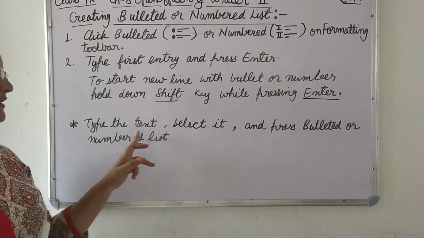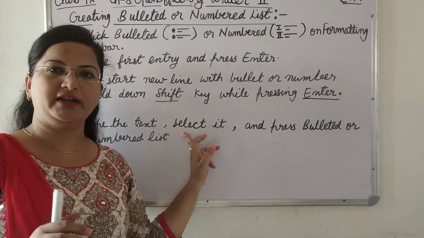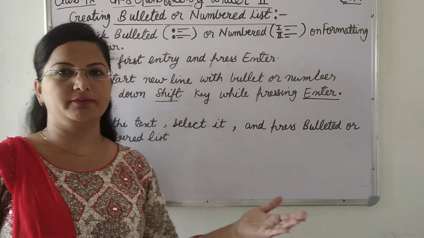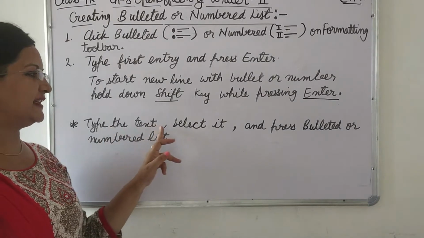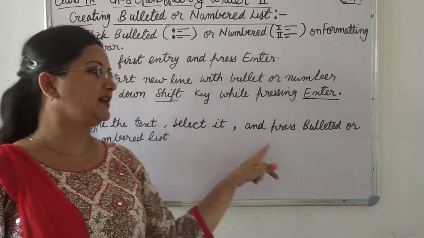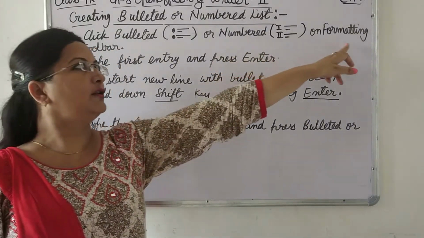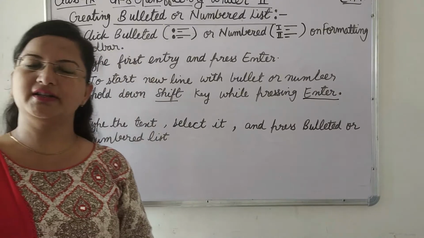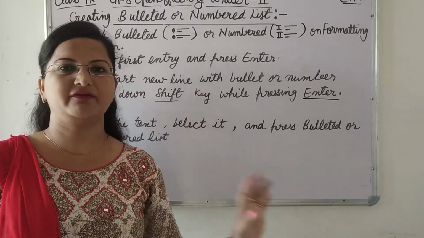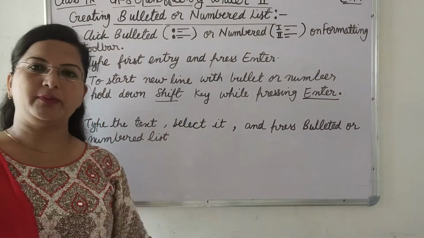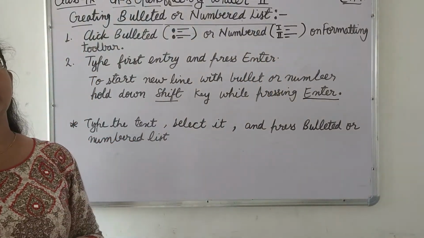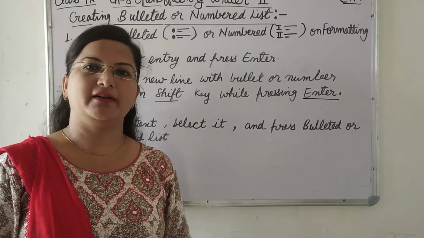Now there is a note about typing the text. If you want, you can type the text first and later insert bullets or numbers. For that, write the text, then select it and press the bulleted or numbered list icon on the formatting toolbar. Got it? Either you can select the bullets or numbers first and then type the entries one by one, or you can type all the entries, then select them and choose bullets or numbers from the formatting toolbar. You can see the example.